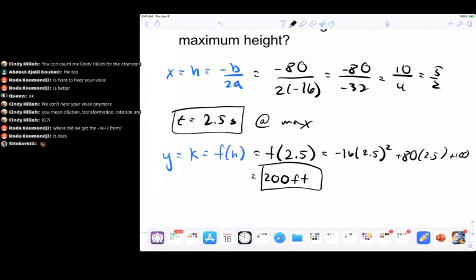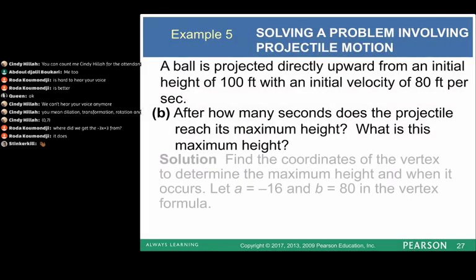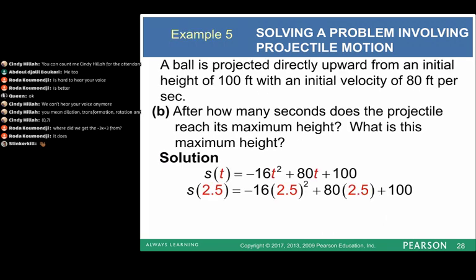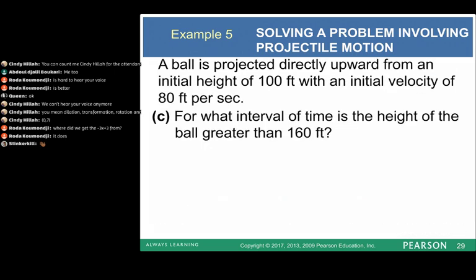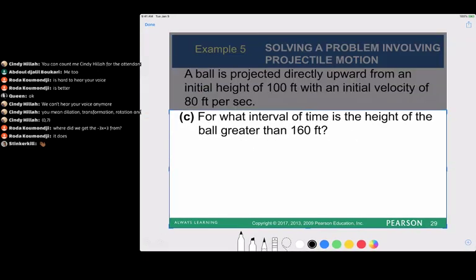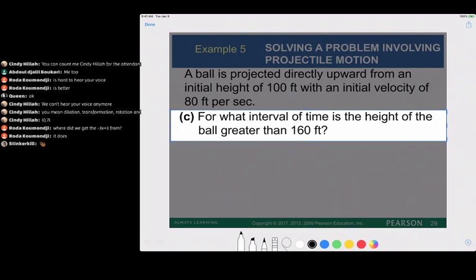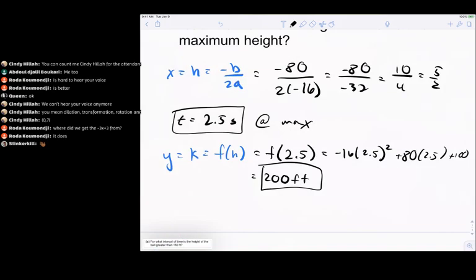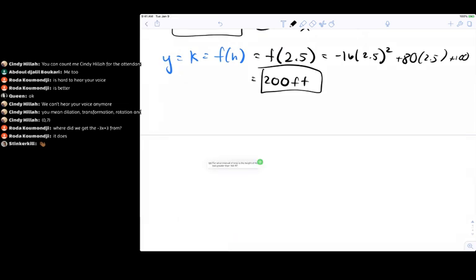So let's go back here and see how we did. 2.5, and we get our 200. Okay. So for what interval of time is the height of the ball greater than 160 feet? Okay. So what we're going to do, take a copy, and drop it right here. Boom, just like that. All right.